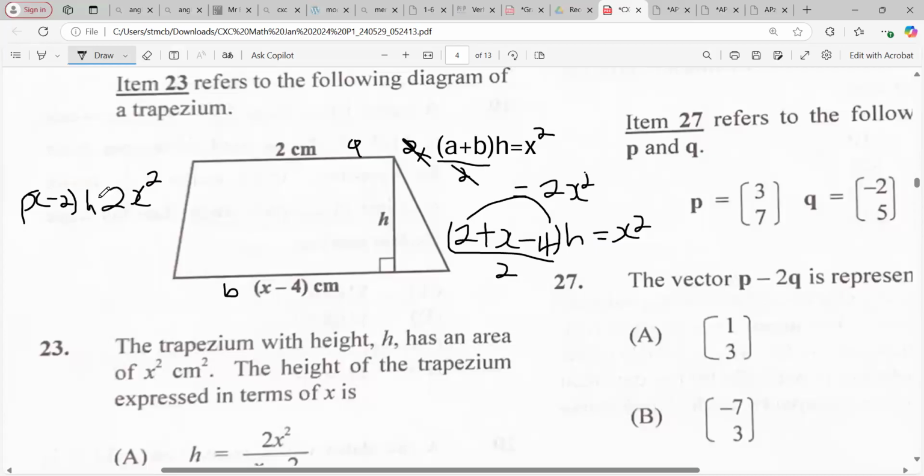And this equals 2x squared. So all we have to do now, in order to get h, is divide by all of this, which is x minus 2. And we do that to both sides.